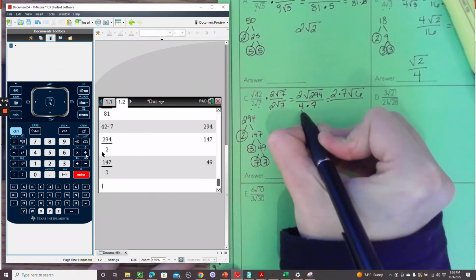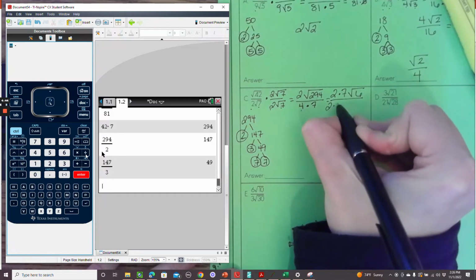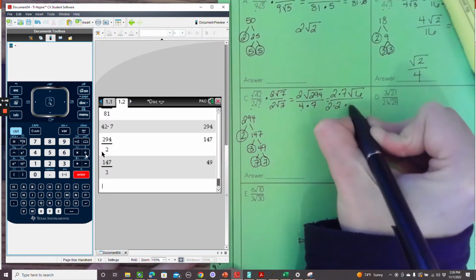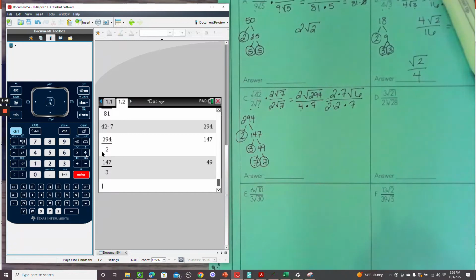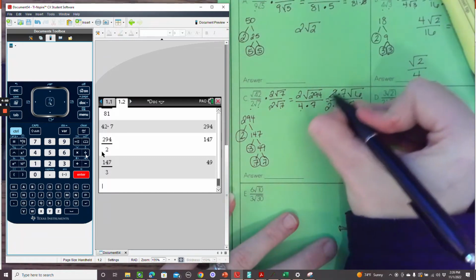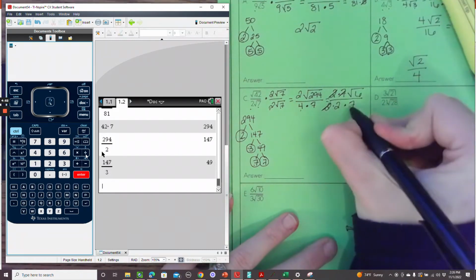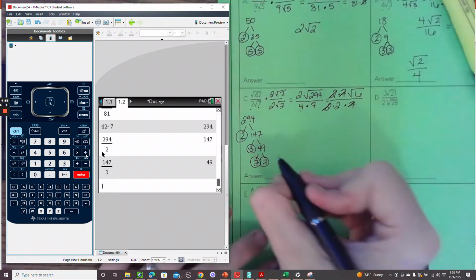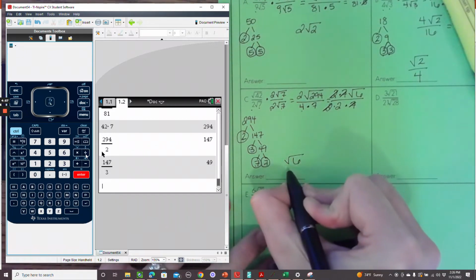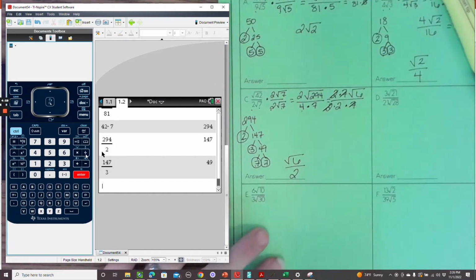I'm going to break this 4 down. 4 is the same as 2 times 2, and then times the 7. And again, the reason I'm doing that is it makes it easy to cancel these pieces out. And so all I'm left with is the square root of 6 over 2.